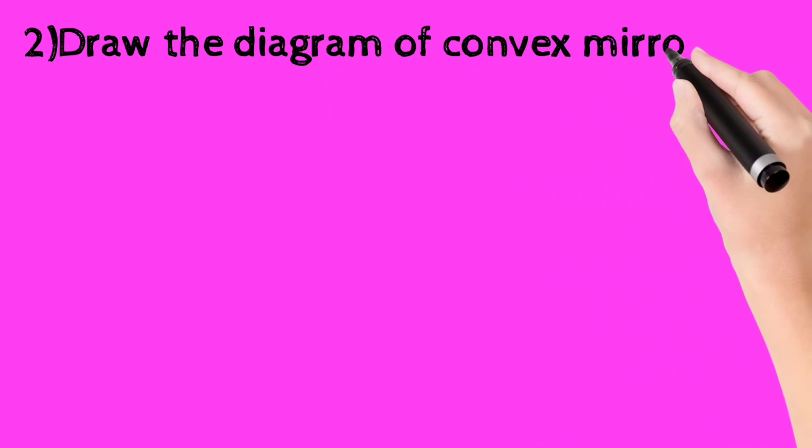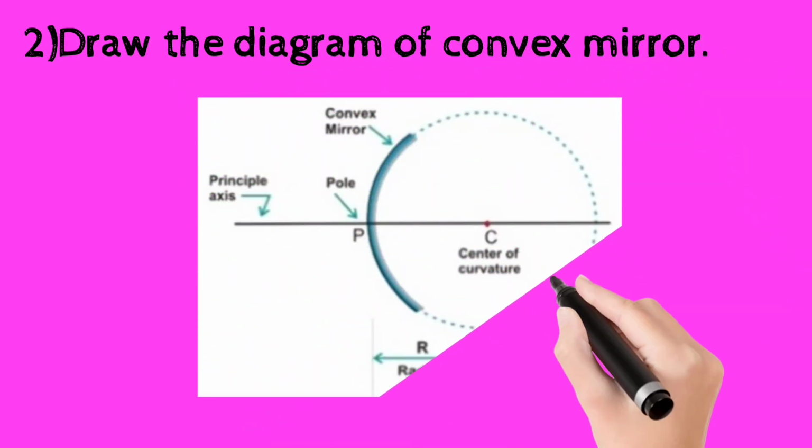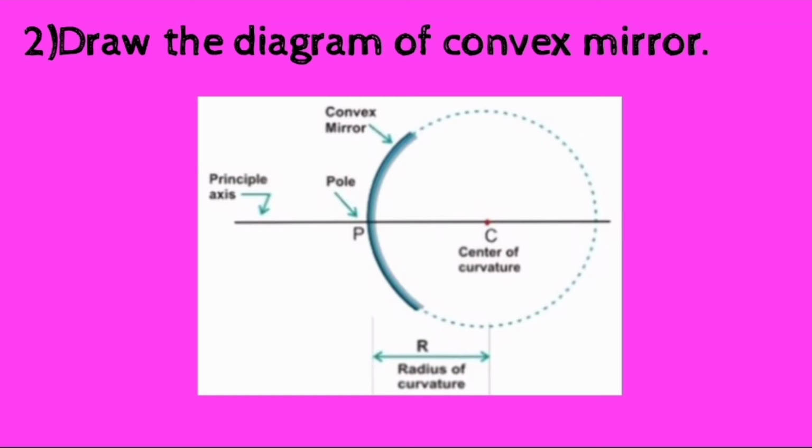Now second question is draw the diagram of convex mirror. So you have to draw the diagram of convex mirror. So it is very easy. So what you have to do, for drawing the diagram of this convex mirror, you have to do the shaded part, okay, inside the mirror. Okay, so inside the curve, means inside the sphere. So here you can see on the left side there is one shaded part.